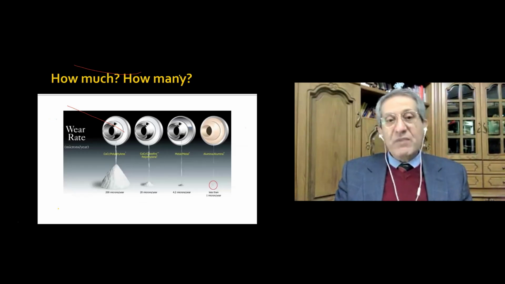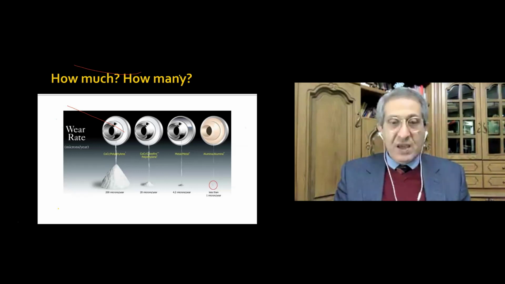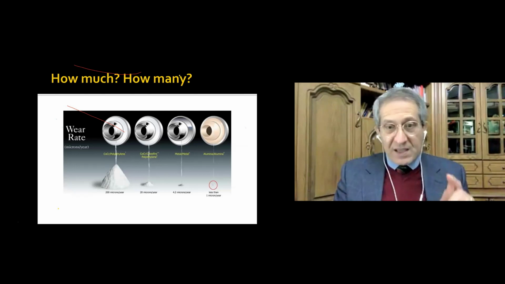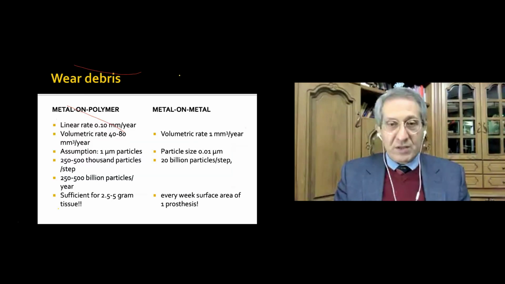Many of you will be familiar with this illustration, which shows how much wear volume is produced by different combinations of bearing surfaces. It is, however, the size and number of particles which determines the biological effect of the wear debris. Although the volumetric wear is much less in metal-on-metal articulations, particle size is much smaller, sub-micron, resulting in billions of particles being produced with each step.